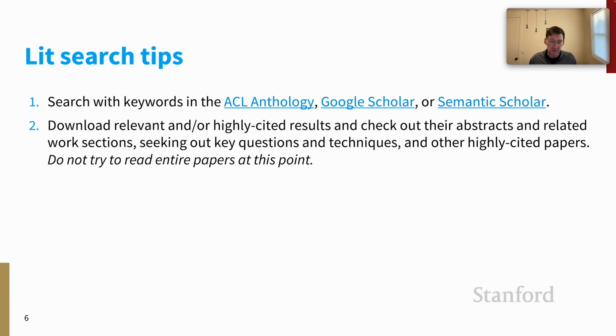These are heuristics. Relevant will be delivered by the search engine according to your keywords, and then highly cited is just a good heuristic for finding things that have been influential. You shouldn't depend on it, but there's no doubt that it's a useful piece of information. When you do this, you're seeking out key questions and techniques and also other highly cited papers. You should not read entire papers at this point. That is tremendously inefficient. There are too many papers out there, so you need to use your time wisely.